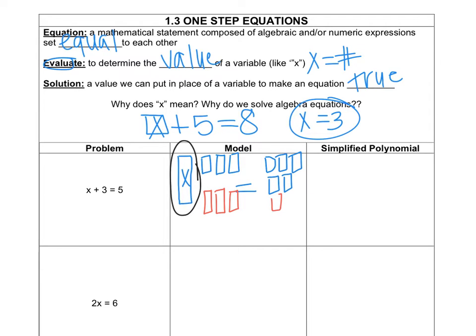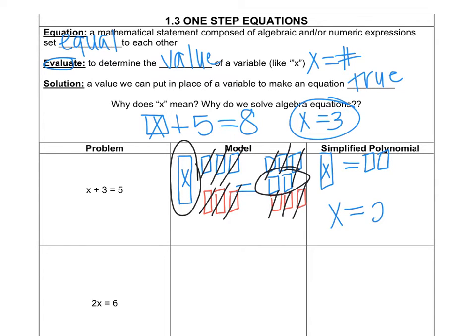So we're going to add in 3 negative 1s onto the right side. Okay, now let's cancel off our 0 pairs. So I've got positive and a negative, positive and a negative, positive and a negative. So all that would equal 0. Now let's cancel off our 0 pairs on the right side. So there's a positive 1, negative 1, positive, negative, positive, negative. So I'm just left with positive x equals 2 1s. So we can actually see that we would get x equals 2.